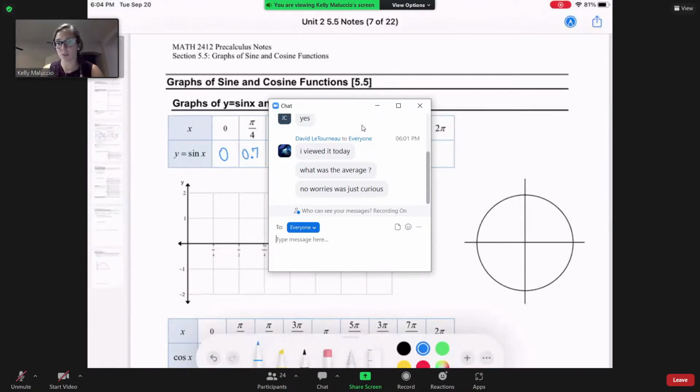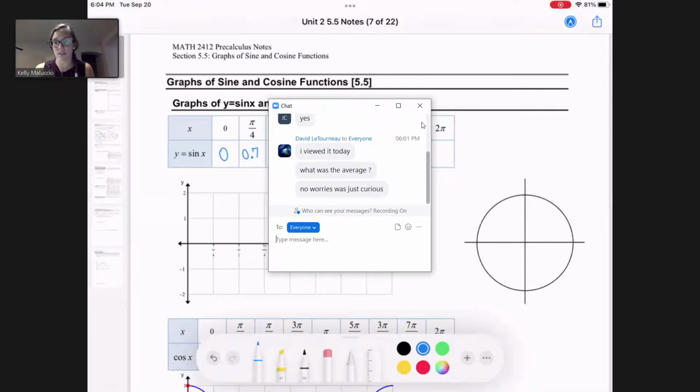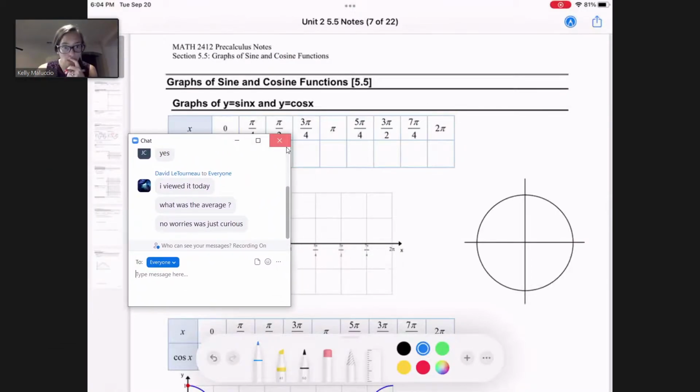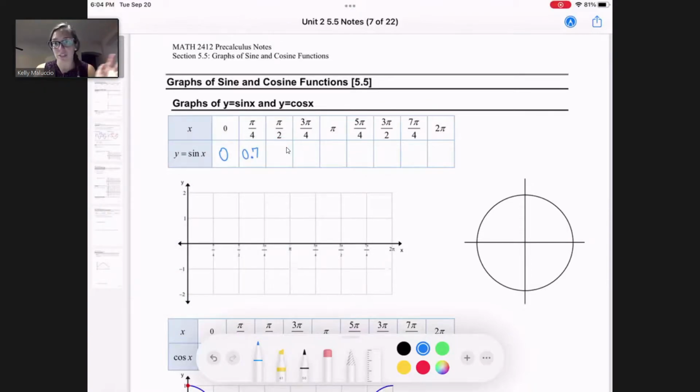Okay. Am I still with you? Yeah. Okay. My internet seems real weak right now. So somebody scream if I'm not there. But so we have 0.7, then at pi over 2, our sine is 1. So that's really nice.